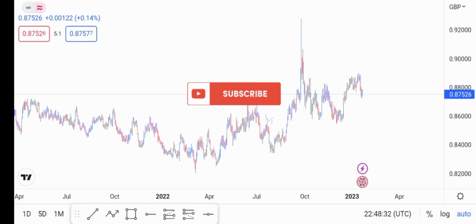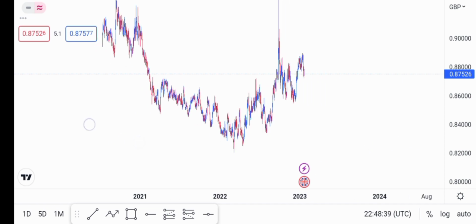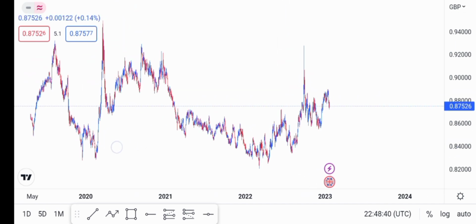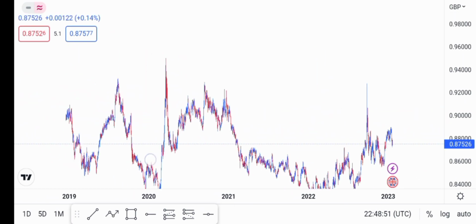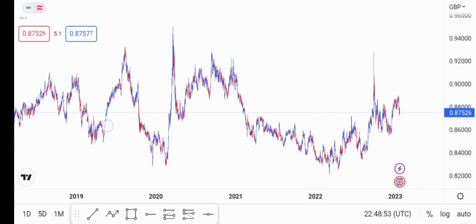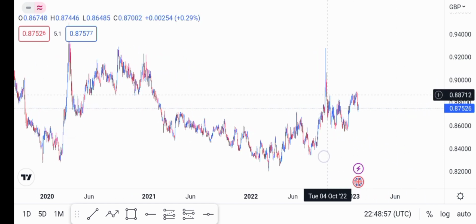Okay, so you're on the daily time frame on Euro GBP. So I'll just zoom on my chart. It's been a while since I analyzed Euro GBP. But if you look at this pair, it's quite a bit volatile. But you're going to focus around this area right over here because that's where the market is at.